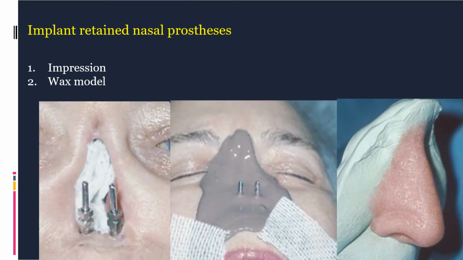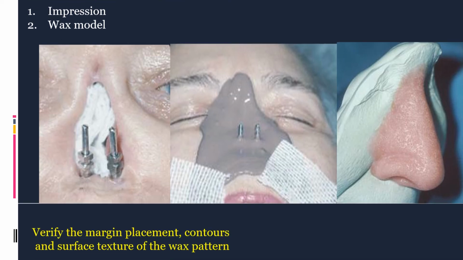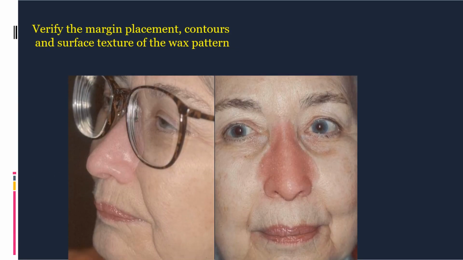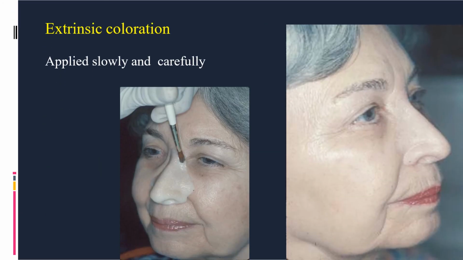Fabrication of an implant-retained nasal prosthesis starts with an impression for the implants with the defect together. At the try-on appointment, we have to verify the margin placement, contours, and surface textures of the wax pattern. At the silicone try-on appointment, extrinsic coloration is applied slowly and carefully.